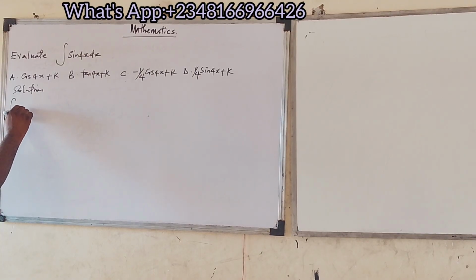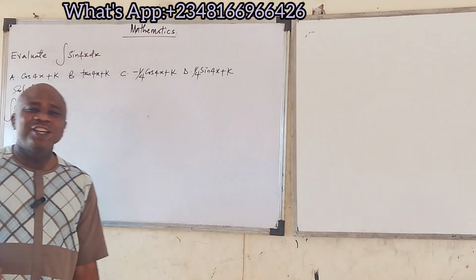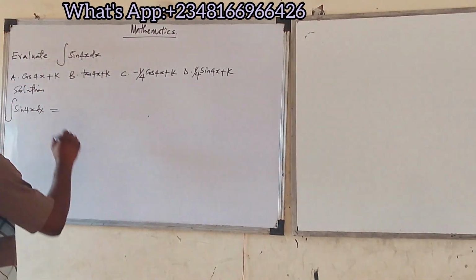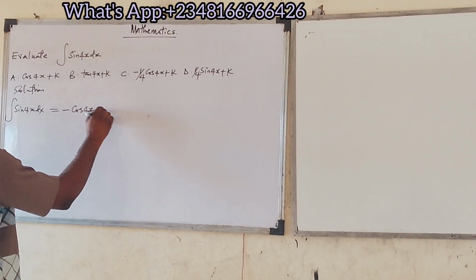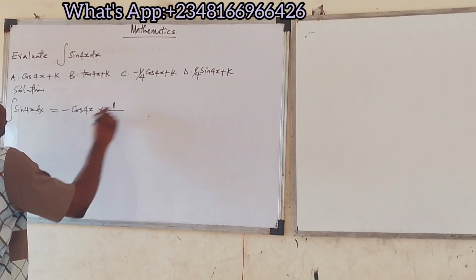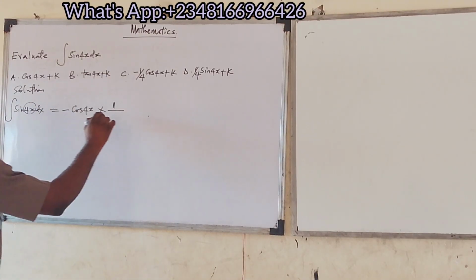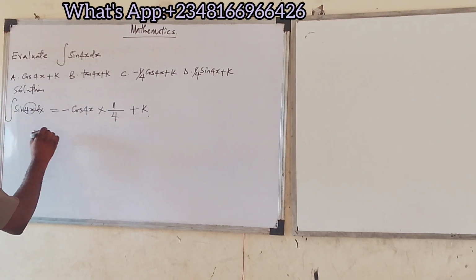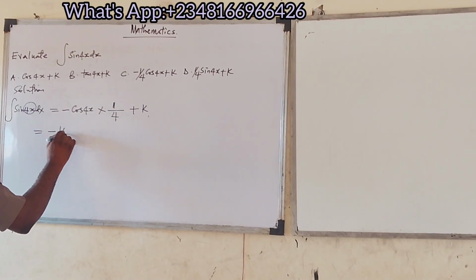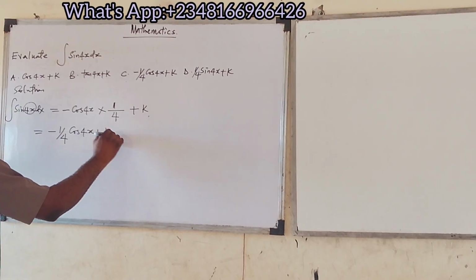integral sine 4x dx will be equal to, now you integrate sine. You know, when you integrate sine, it gives minus cos. So now you give us minus cos 4x. Then you multiply it by 1 all over the derivative of this function. Yes, and when you differentiate 4x, it gives 4. Then here you have plus k. It therefore means that this will give us minus 1 all over 4 cos 4x plus k.